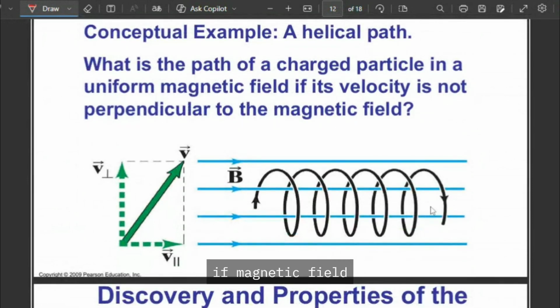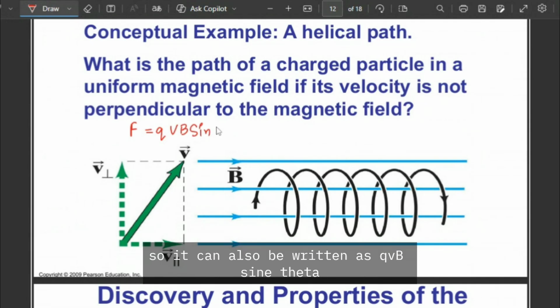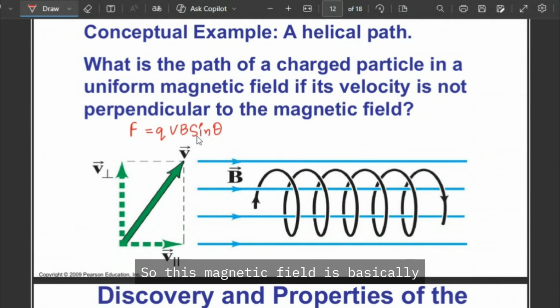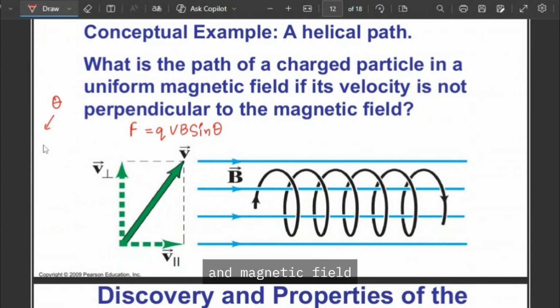Apart from this, if the magnetic field and the direction of motion are not at 90 degrees, like for example, we talked about force being QVB, where V and B share a cross product. So it can also be written as QVB sine theta. This theta is basically the angle between velocity and magnetic field.